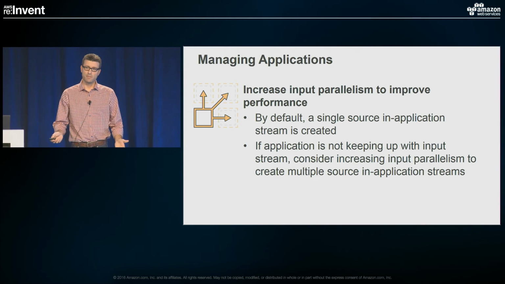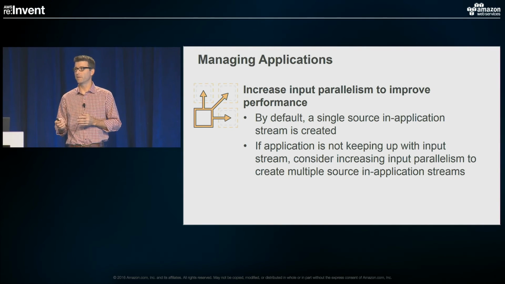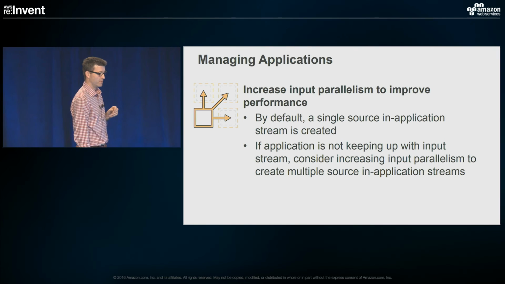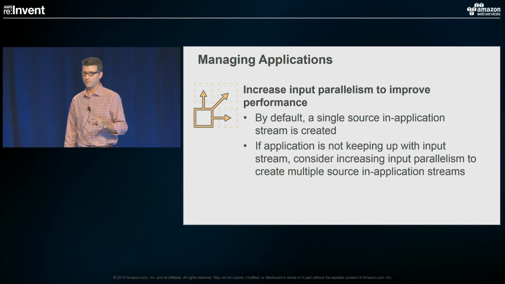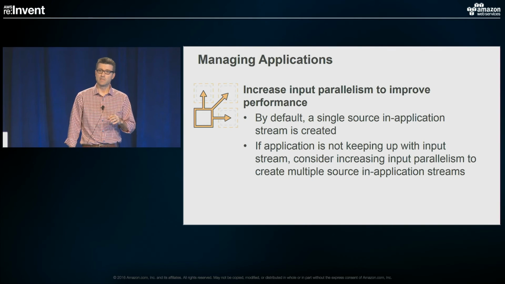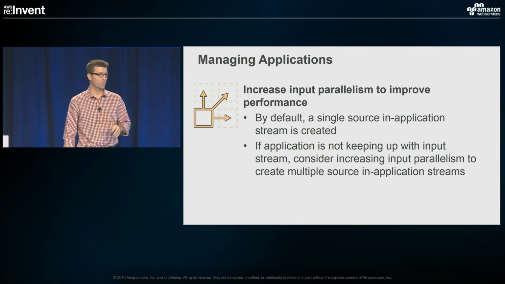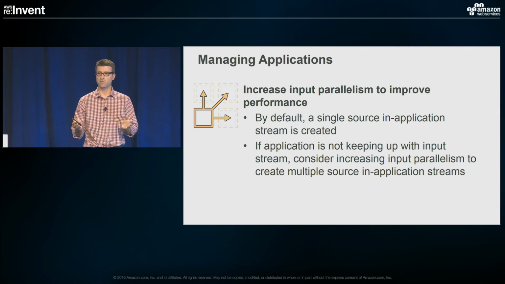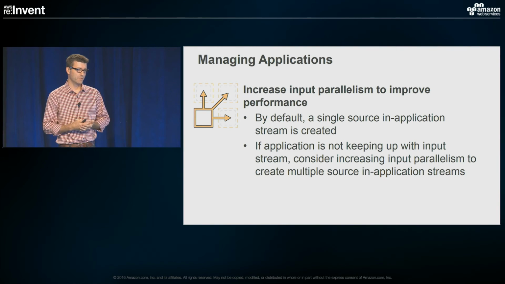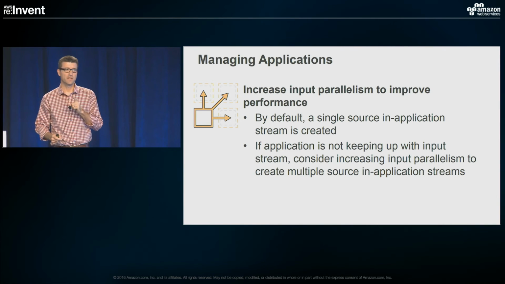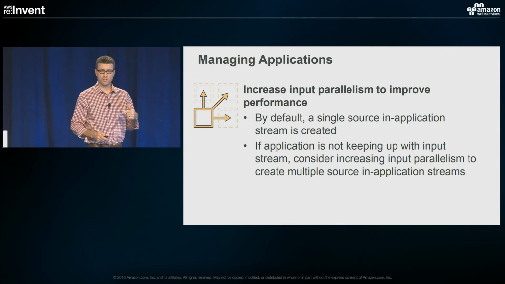So what happens if you do see that happening, right? If you do start to fall behind processing your ingestion stream, your Kinesis stream, what do you do? One approach is to increase the input parallelism to improve the performance. So the reason I talked earlier about shards in a Kinesis stream is because with Kinesis Analytics, when you create an application, it'll go look at your input stream. It'll notice the number of shards. But by default, it'll map all of those into one single in-application stream. Remember, that's a Kinesis Analytics construct, an in-app stream. So you now have one stream in Kinesis Analytics containing the data from all of your input shards.